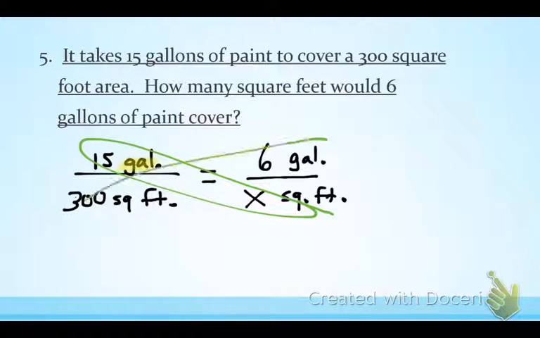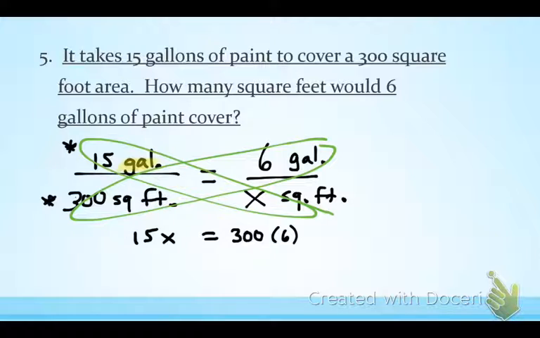When you're doing a story problem, you always want to have your answer come out with units. But as you're working cross products, you don't have to keep the units there as you're doing it. So right now, the 15 is multiplied by the X, because that's my unknown. What is the 300 getting multiplied by? 6. Times 6. All right, try to find the answer on your own.